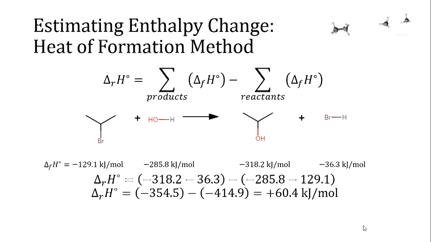So the sum of the enthalpy changes of the products is minus 354.5 kilojoules per mole, and the sum of the enthalpy changes of the reactants is minus 414 kilojoules per mole. And when you work it out, this is an enthalpy change of plus 60.4 kilojoules per mole. So this is a reaction that is slightly endothermic. Some amount of heat needs to be added to the system in order for this reaction to occur.